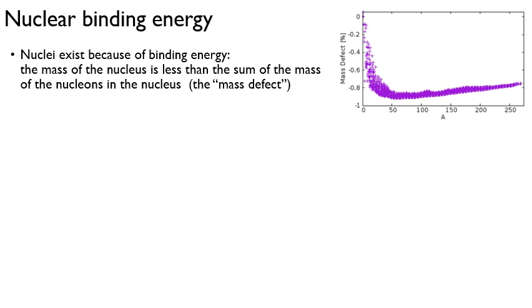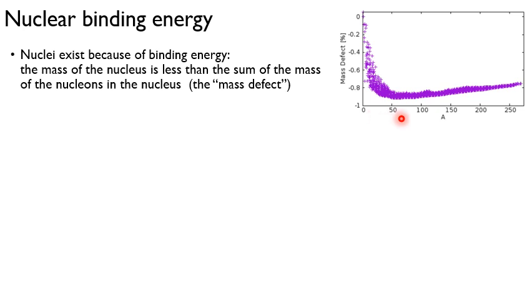The main idea is that the mass of a nucleus is less than the sum of the masses of the nucleons in the nucleus. So if I have that oxygen-16, for example, and I were to weigh 8 protons and 8 neutrons and add that mass together, and then separately weigh oxygen-16, I would actually get less mass when I weigh the oxygen-16 than when I weigh the individual parts. So the whole is actually a little bit less than the sum of the parts. This is something called the mass defect.